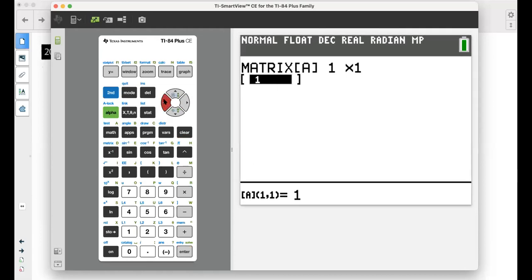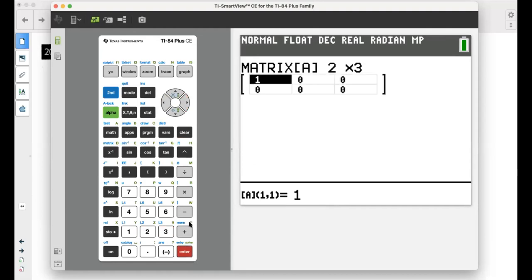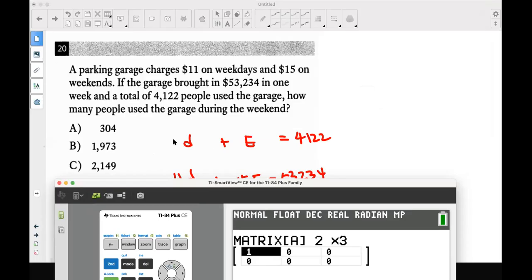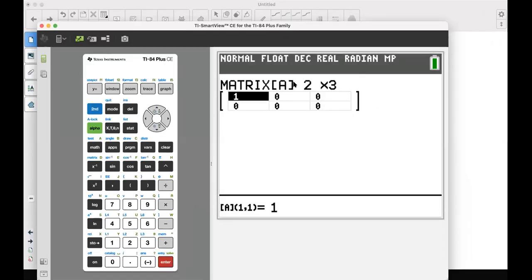But what I want to do is 2 by 3. That means 2 rows by 3 columns. And then the first column is the coefficients of x, the second column is the coefficients of y, and the third column is the results. So we have 1, 1, 4, 1, 2, 2. That's what I have to type in on the first one.